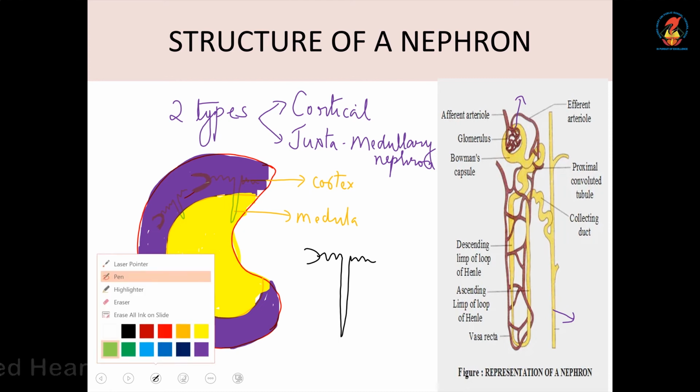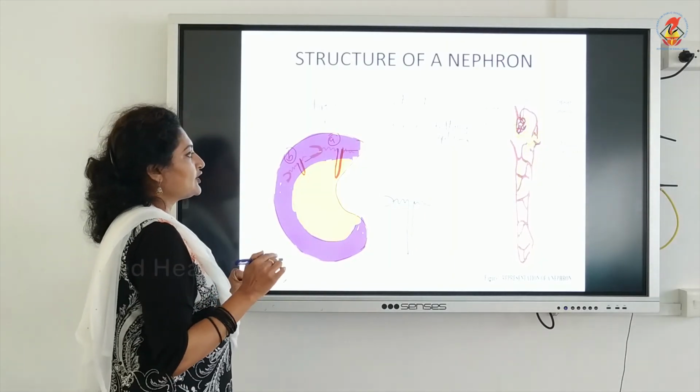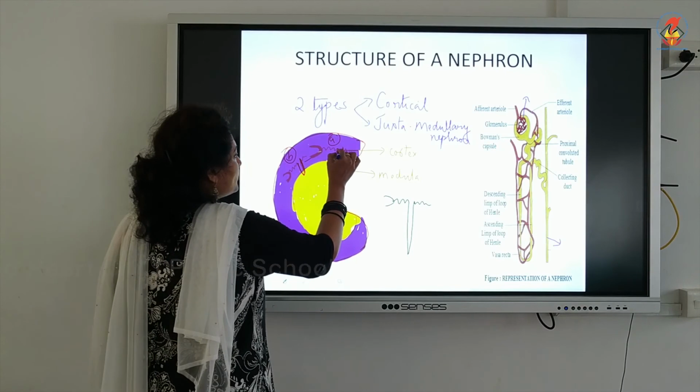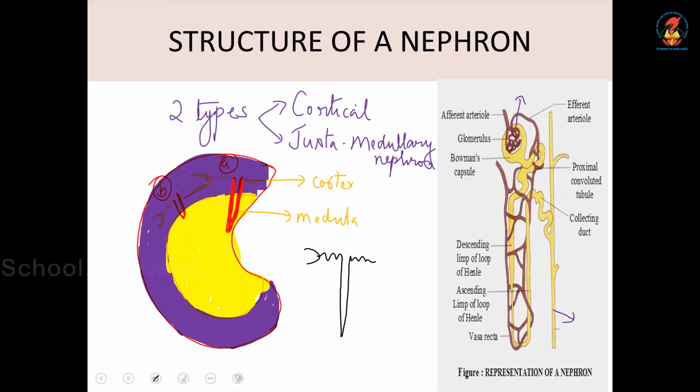If this is nephron A and this is nephron B, you can see nephron A has a very long loop of Henle that is dipping deep into the medulla. Whereas in nephron B, the loop of Henle is very short. It just dips into the medulla. So one difference I have highlighted is the length of the loop of Henle. In A, the loop of Henle is very long, going very deep into the medulla. I am exaggerating, dipping down deep into the medulla. The other nephron has a very short loop of Henle.